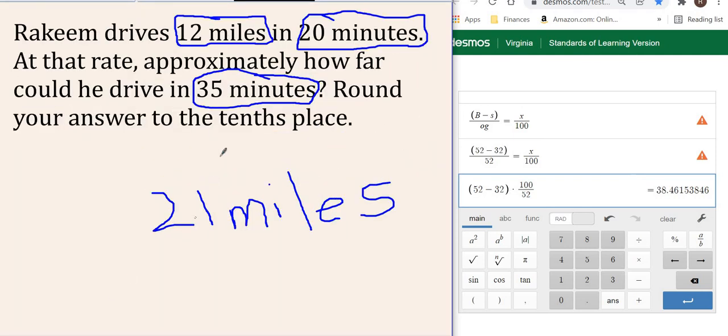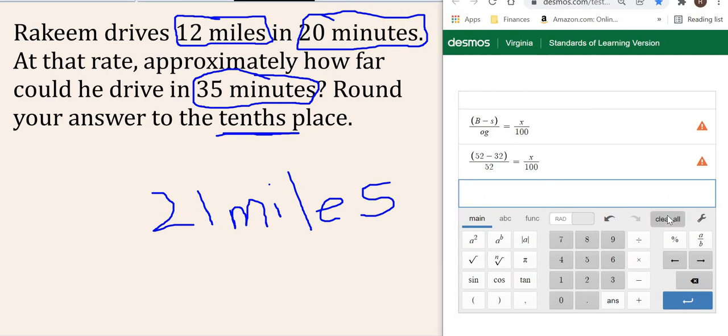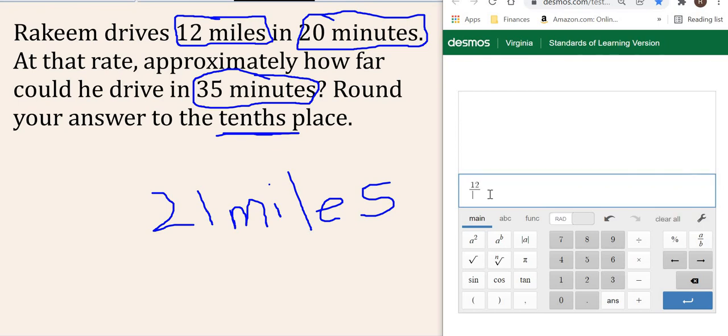And I want to go back here and make sure that, oh my goodness, it said to round to the 10th place, and I rounded to the nearest whole number. So that's something I probably need to go back and fix real quick. So let me just set it up again. 12 divided by 20 was equal to x divided by 35. And I'm going to do the math. 12 times 35 divided by 20. And if I'm rounding, there is not a 10th place. So it would be 21.0.